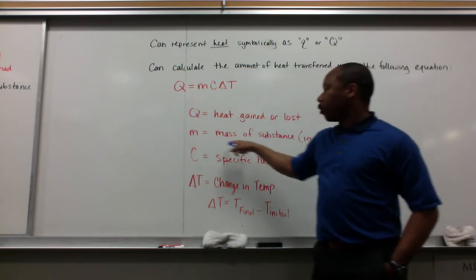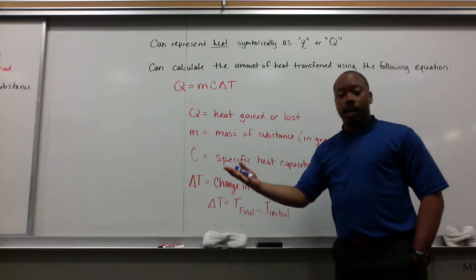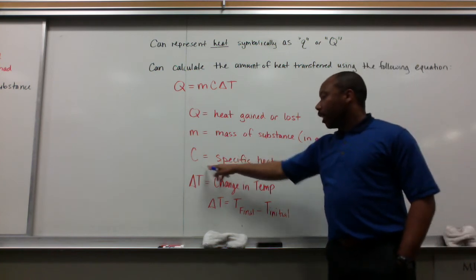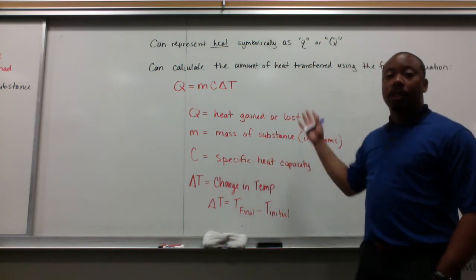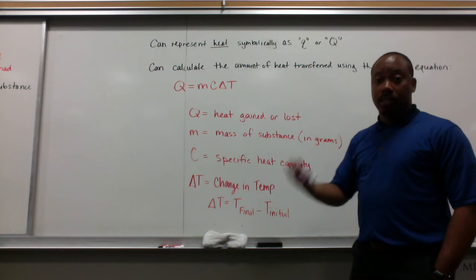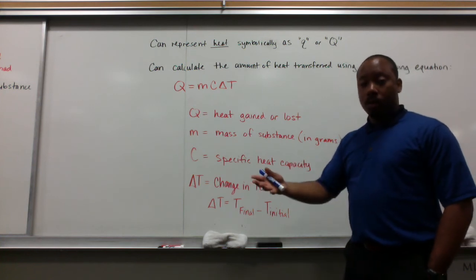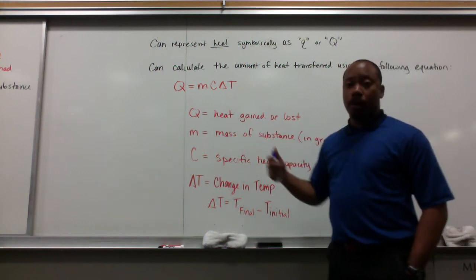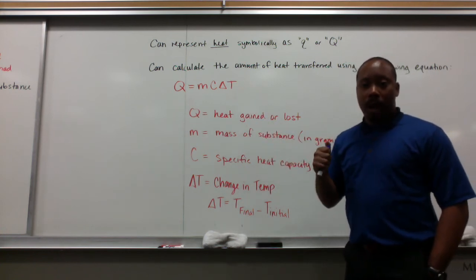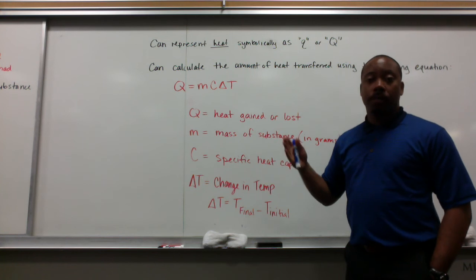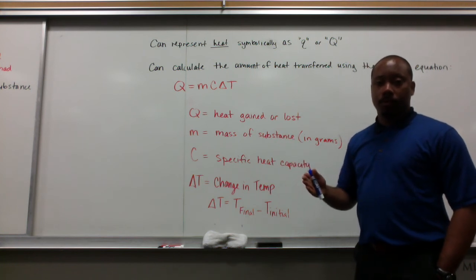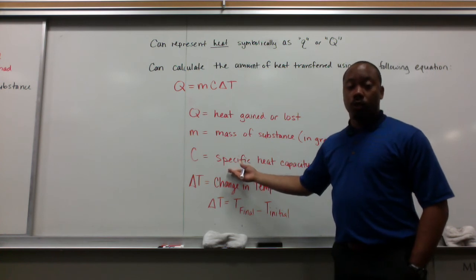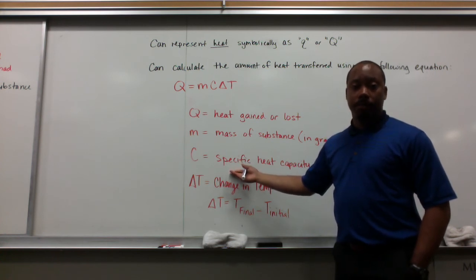M is your mass of your substance. So in this case, we're using water as our substance. You'll just put your mass there in grams. C is your specific heat capacity, what we just talked about on the last board. It's going to be a constant, something that you can look up or is already known to you, or it will be the variable that you solve for in the problem. So it's not something that you have to just kind of figure out. It's something that's known. For water, it'll always be 4.184 joules per gram degree Celsius.